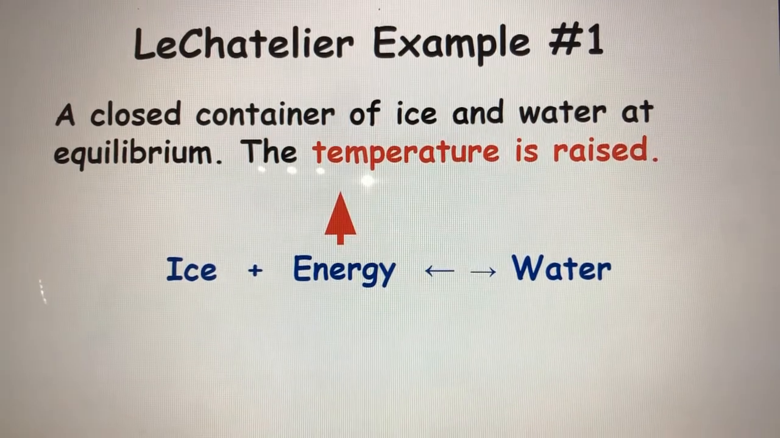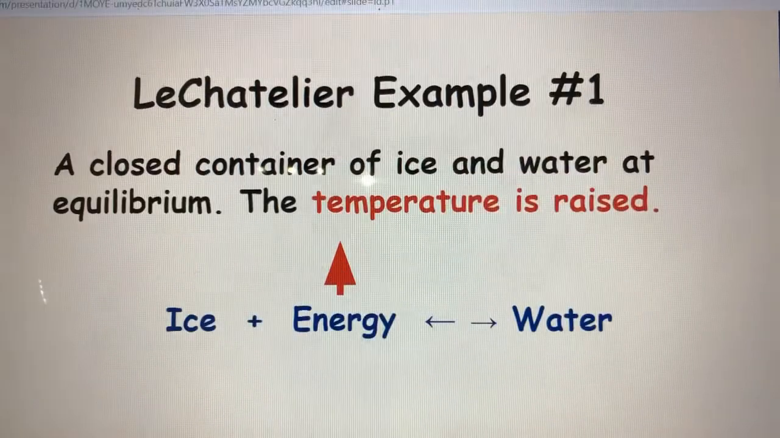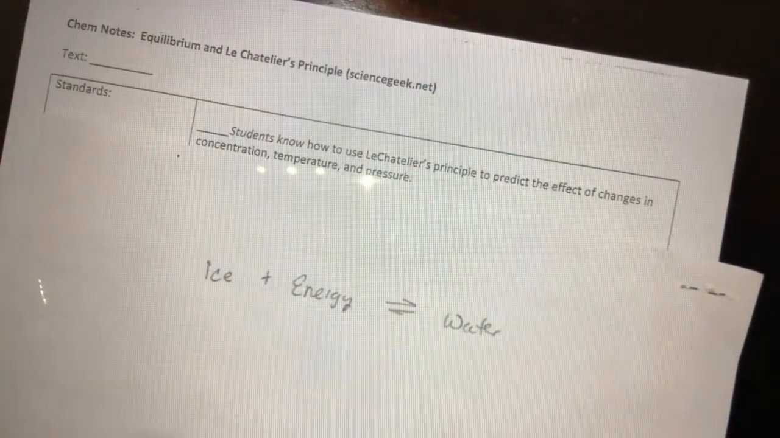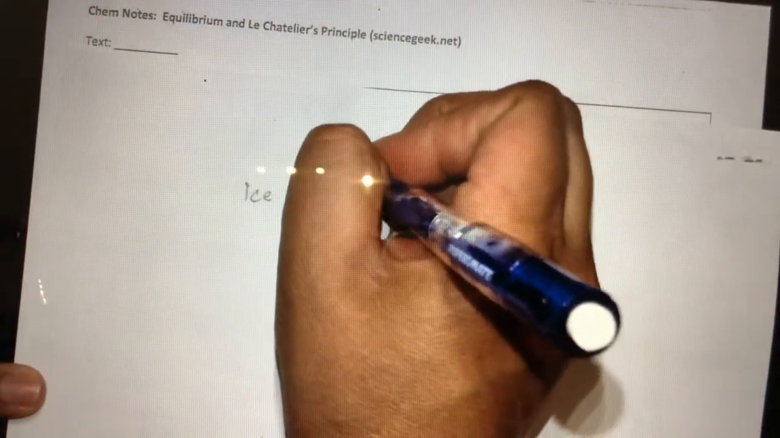I'm going to switch out of the screen real quick so I can give you an example. So let me write this down first. You have ice plus energy produces water, reversible reaction. Okay, so I have this equation written down. And this is temperature increase, which is again affecting the energy.